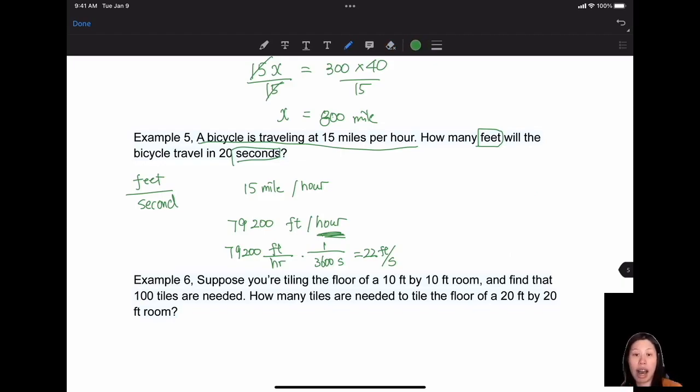So after we're done with that, now we can use our proportion. So feet per second, that's our proportion. So when I'm traveling 22 feet per 1 second, it should equal to how many feet, x feet, travel in 20 seconds. Oh, 20 seconds, sorry. Now you can cross multiply, you will have x equals to 440 feet. So that means the bicycle is going to travel 440 feet in 20 seconds.